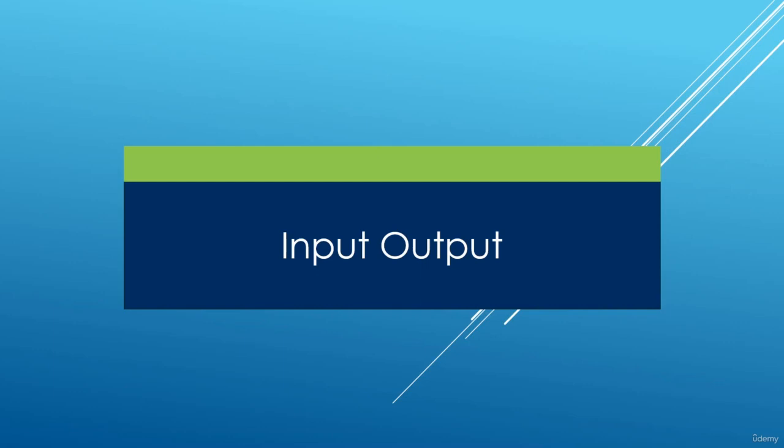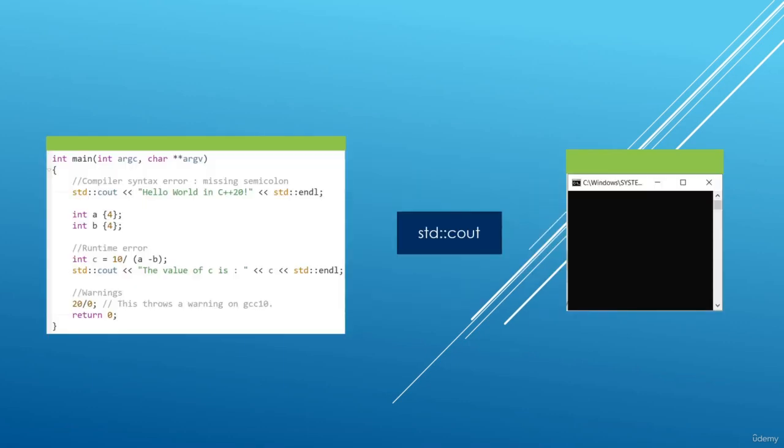In this lecture, we're going to learn about how we can get things in our program and get things out of our program. And that's basically input and output to and from our program. We have actually been doing this all along. We have been printing things from our program to the console.